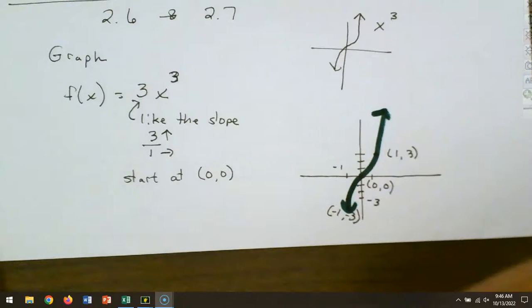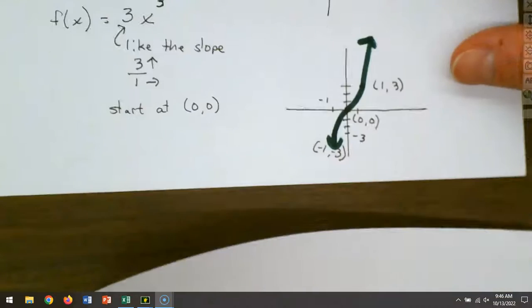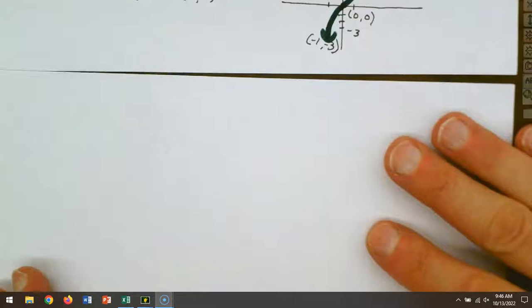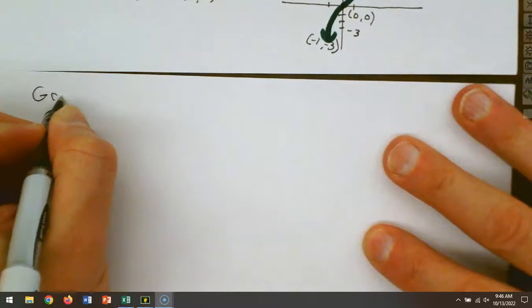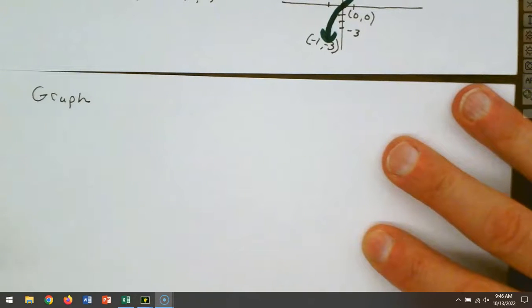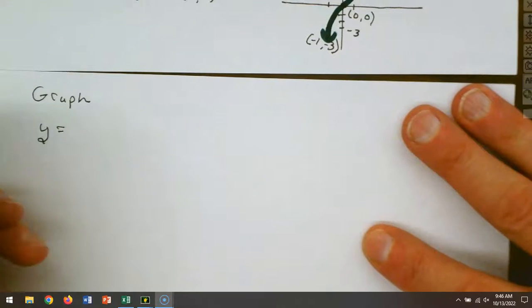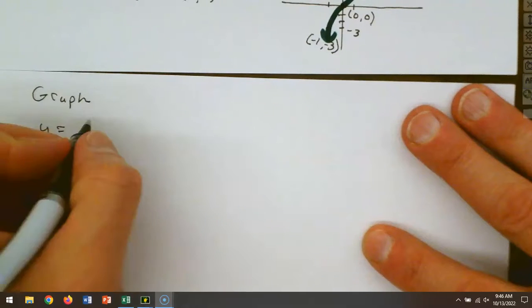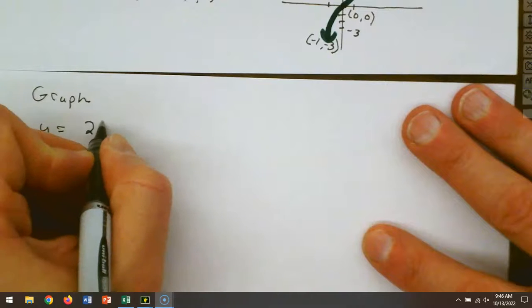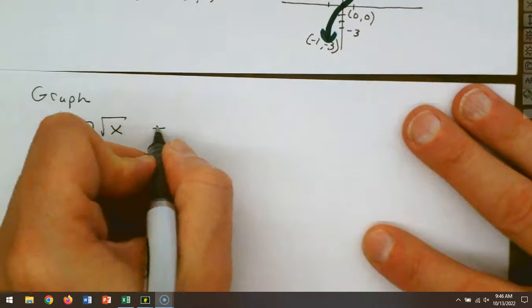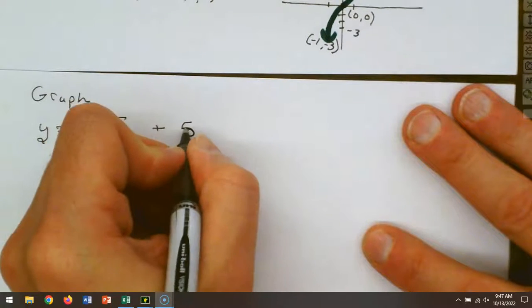That was a cube. Let's look now at a square root. Let's try a square root here. So let's try and graph this one. Let's try and graph, and it can be f of x or it can be y. But let's try to graph y equals, how about 2 square root of x plus 5.